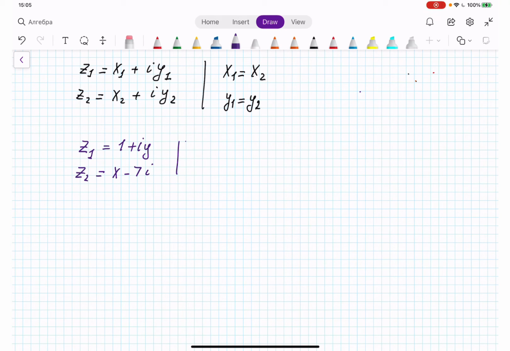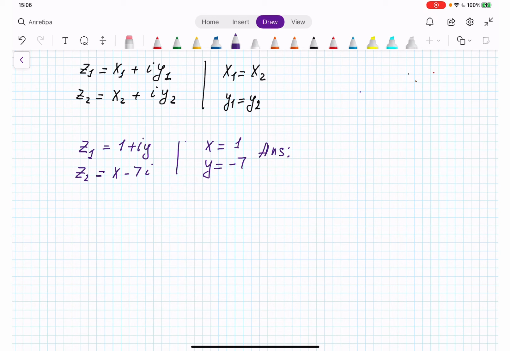By definition, two complex numbers are equal if their real parts are equal and imaginary parts are also equal, which means these two complex numbers will be equal only if x is equal to 1, right? And y is equal to negative 7, which is going to be your answer.